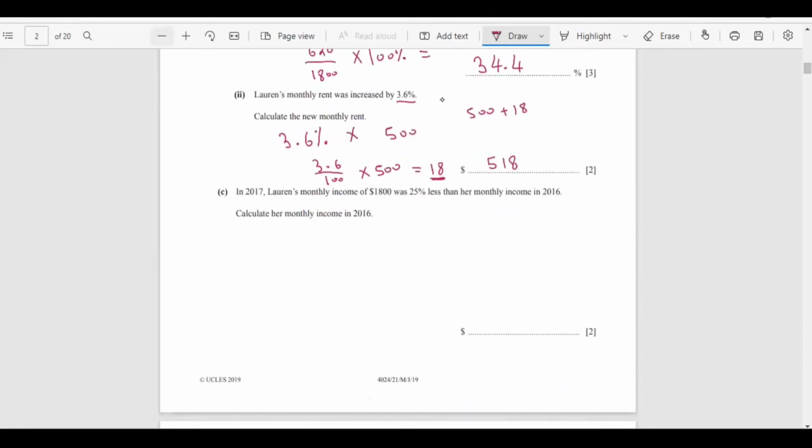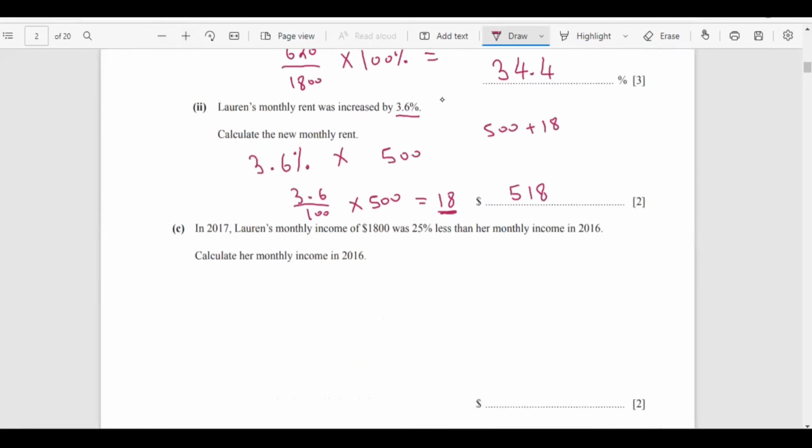Let's talk about the third part now. It says in 2017, Lauren's monthly income of $1,800 was 25% less than her monthly income in 2016. Calculate her monthly income in 2016. Yes. What do you think about this question? What would be her monthly income in 2016? All right, sure, Sunny.